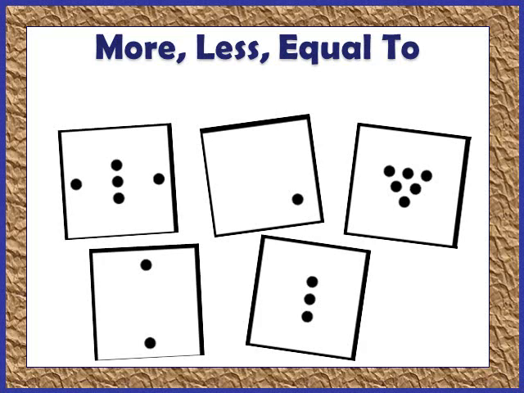Another activity is, again, using those dot cards and just repeating the 10 frame activity that we just talked about in the last slide, but this time using those dot cards. And again, this just develops that subitizing and that conservation as we talk about more, less, and equal to.